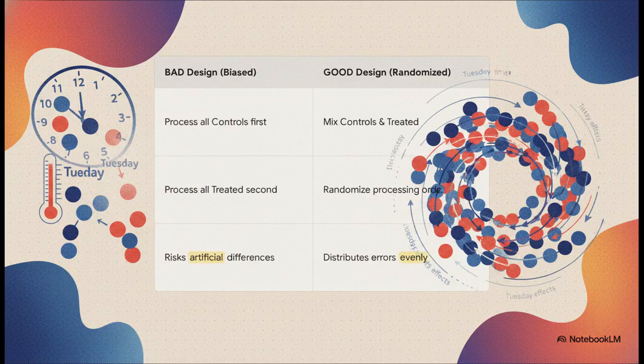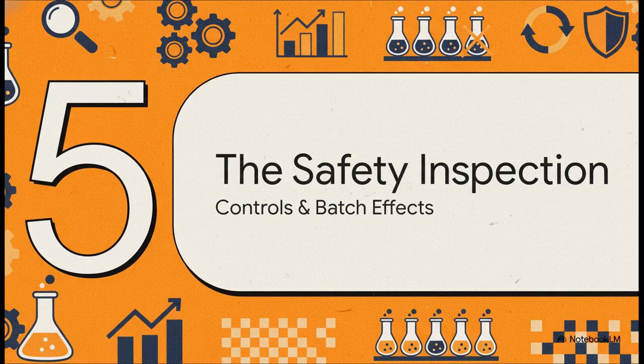And check this out. This slide perfectly shows why our second principle, randomization, is a total game changer. Think about it. If you process all your control samples on Monday and all your treated samples on Tuesday, how do you know the difference you're seeing is from the treatment and not just because the lab was warmer on Tuesday? The truth is, you don't. But by randomizing the order, you make sure that any of those hidden Tuesday effects are spread evenly across all your groups, which completely neutralizes their power to fool you.